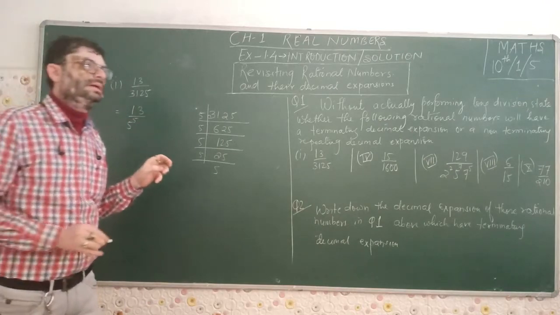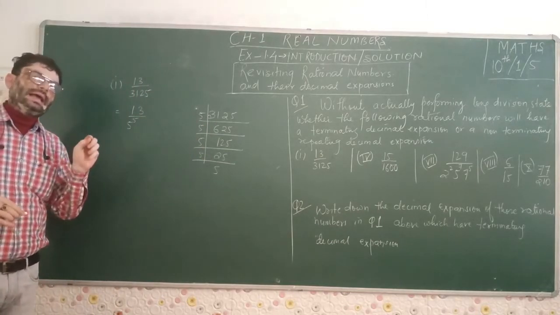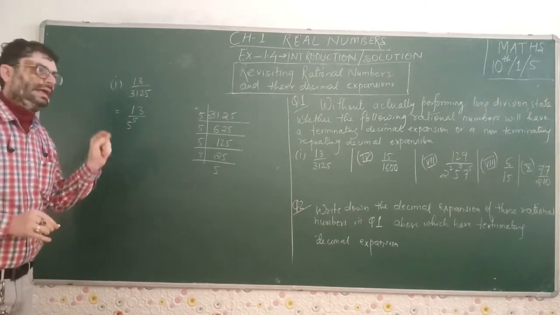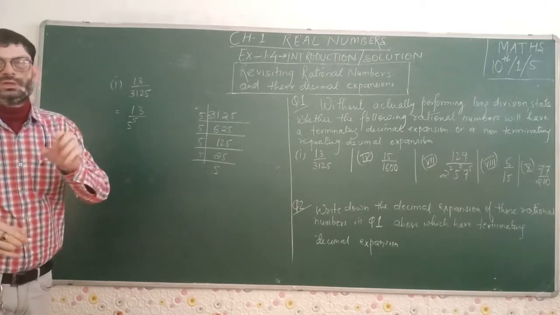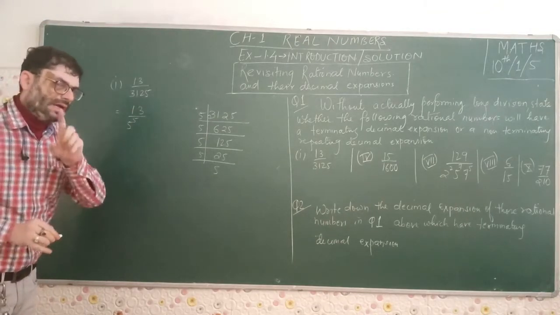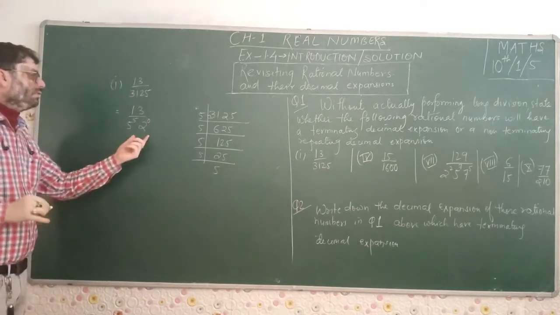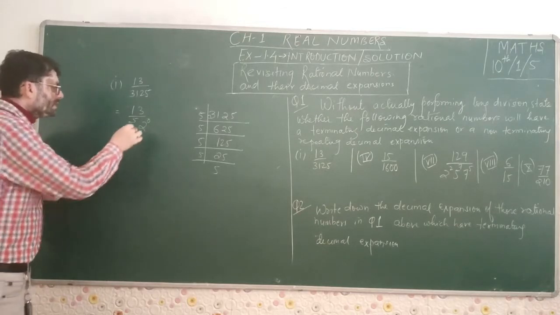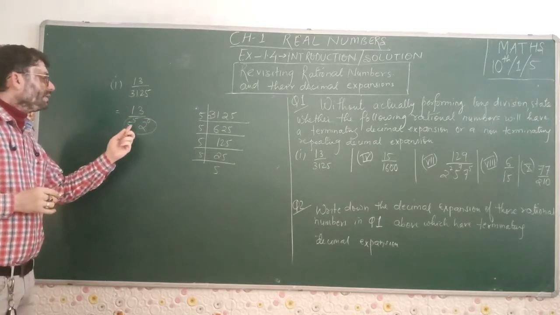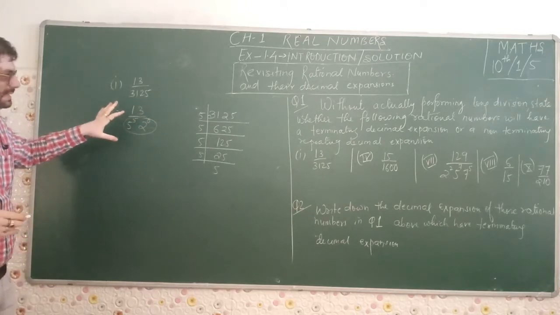But in our theorems, it was given that n and m are non-negative integers. That means n can take values 0, 1, 2, 3, 4 and so on. Even m can take the values 0, 1, 2, 3. Only the negative numbers are neglected, but it takes all the positive values along with 0. So here we can mention 2 to the power 0, because the value of 2 to the power 0 is 1. Now the q part, the denominator part, is of the form 2 to the power n, 5 to the power m. So according to the theorem, we can say that it is a terminating decimal expansion.